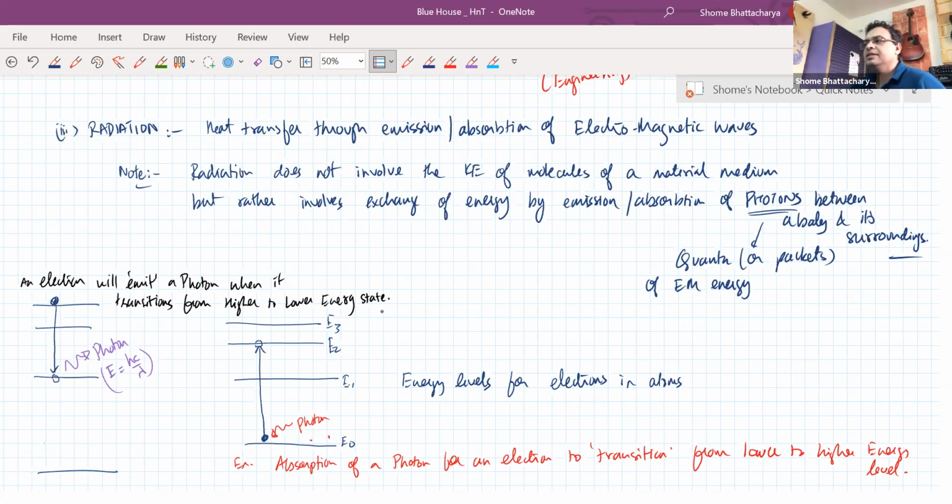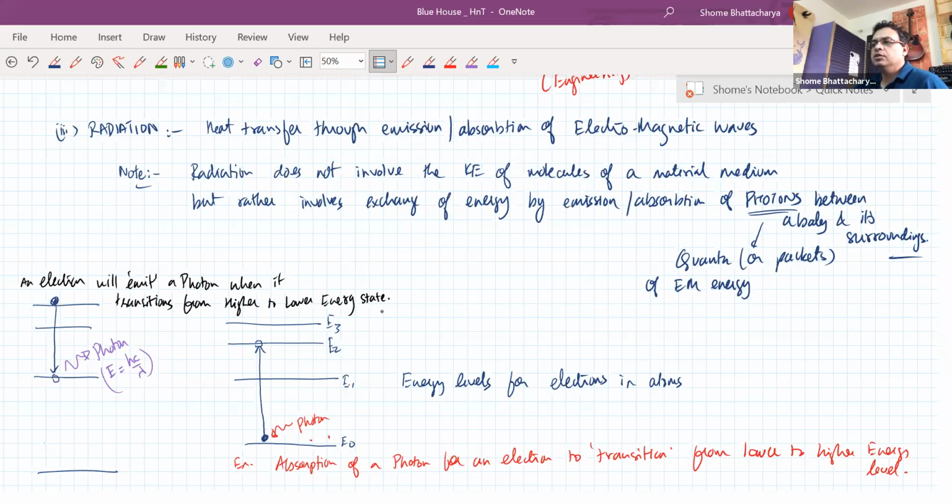Since radiation does not require a material medium for exchange of heat between two bodies, it is the only form of heat transfer that happens through the vacuum of space. For example, the solar radiation incident on the Earth's surface is the mechanism by which heat is transferred from the sun's surface to the Earth's surface. So radiation is abundant in everyday life around us.